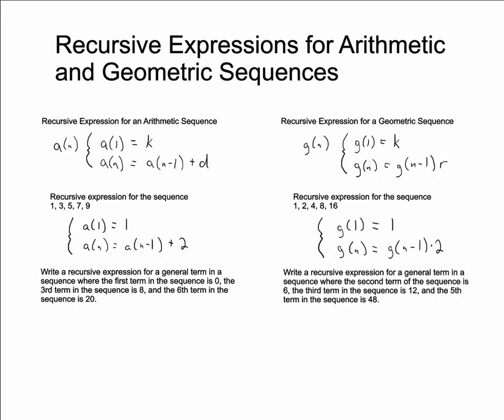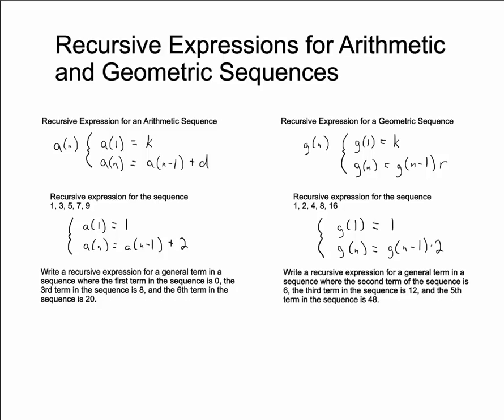So again, if we wanted to find the sixth term, then we would simply use that bottom expression. So g of 6 is equal to g of 6 minus 1, so g of 5, which is 16, times the common ratio, 2. So we would get 32.